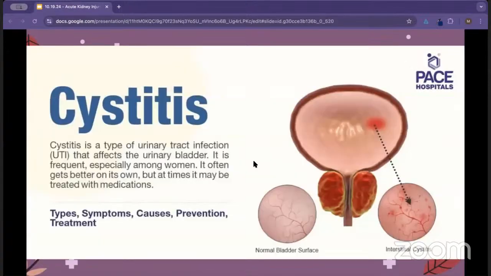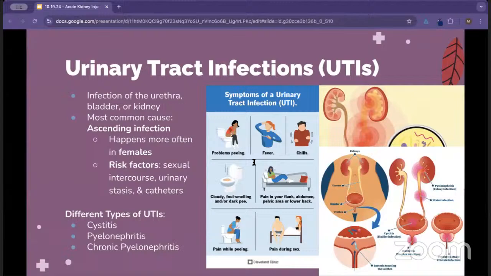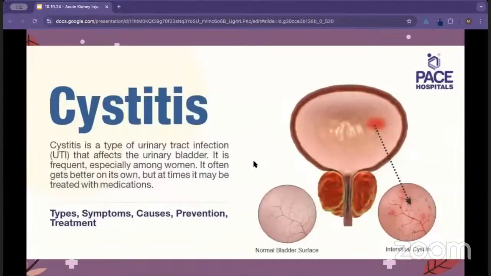So we'll talk about the different types. I mentioned before, there are three different types: cystitis, pyelonephritis, and also chronic pyelonephritis. We'll talk about the first type of UTI, called cystitis, or a bladder infection. And I want you to pay attention to this part because we're going to be having case studies and questions based on this one at the end.